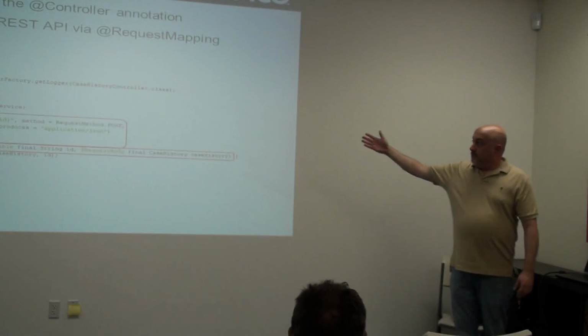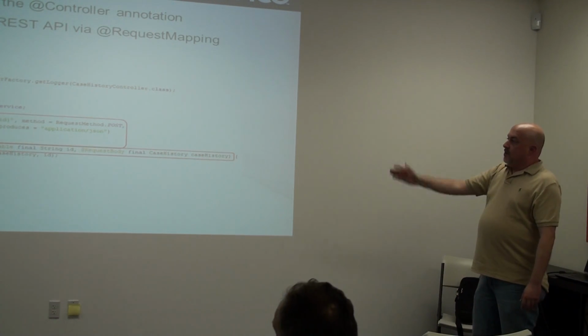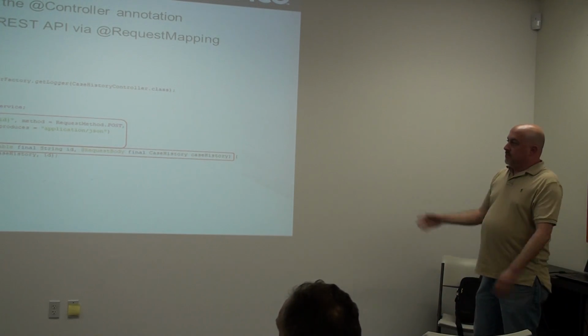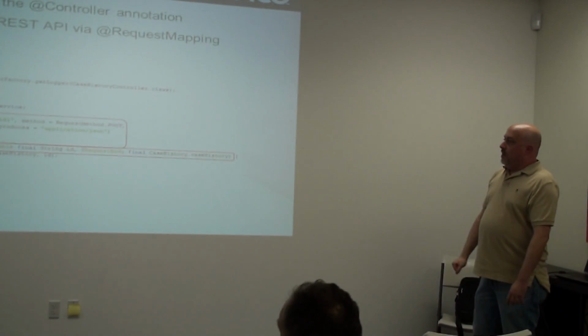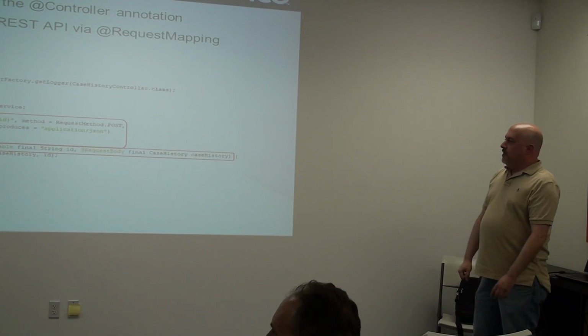And that's all you have to do, in this case, to do a web service that will create a new case history object. Obviously, there are other examples of return values and all that stuff, but I didn't want to bore you, and I still wanted to leave some time.